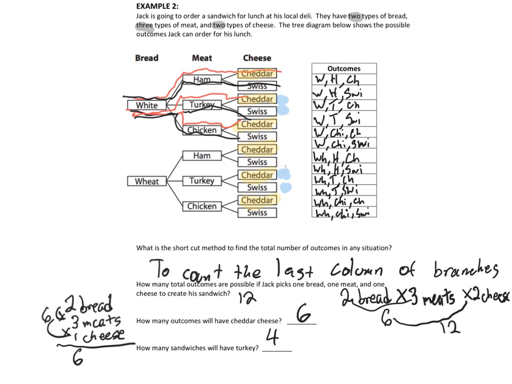And the last one is how many sandwiches will have turkey. So we have the 2 breads again. There's only 1 meat this time, just turkey. And then we have the 2 cheeses. So we multiply. 2 times 1 is 2. 2 times 2 is 4. So the answer we got with our multiplication matches what we got down here.